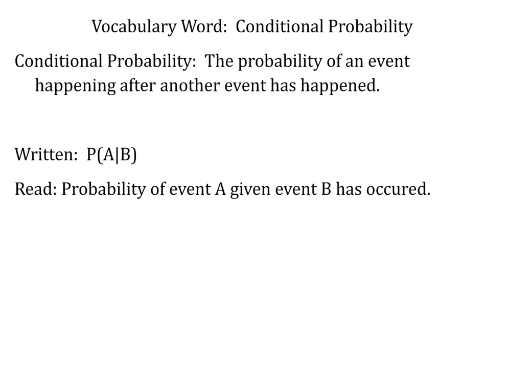So our word for now is conditional probability. Conditional probability is the probability of an event happening after something else has already happened. And you write it like this. This is the probability of A given B. So it's the probability that some event will happen given that some other event has already happened.